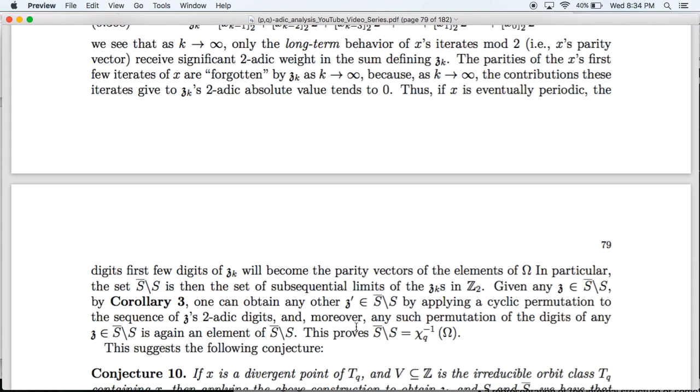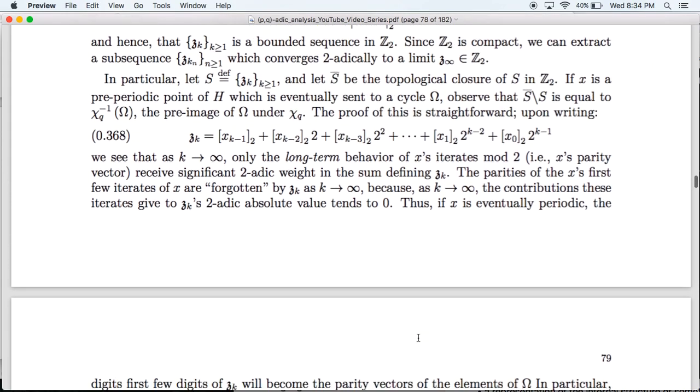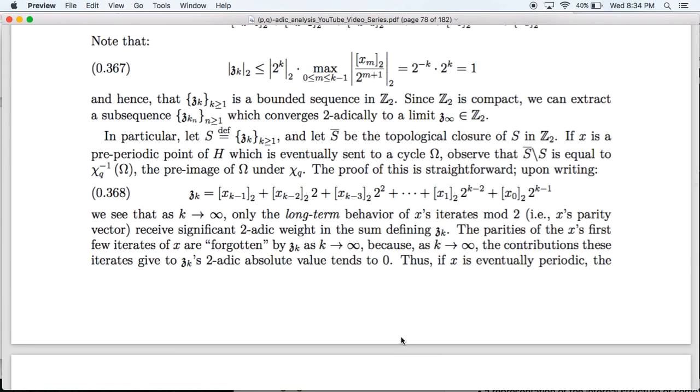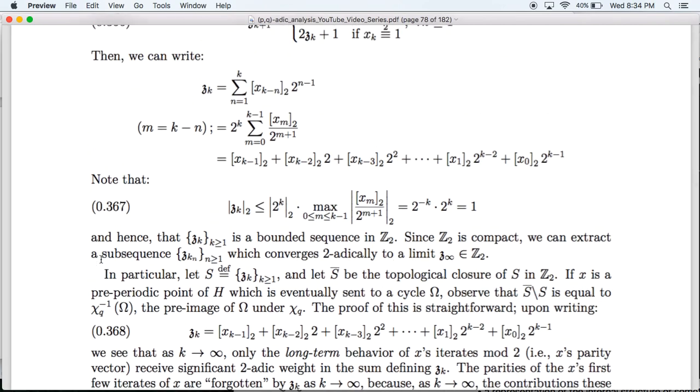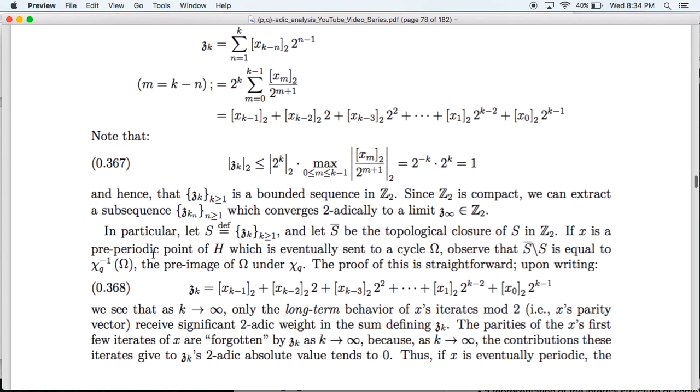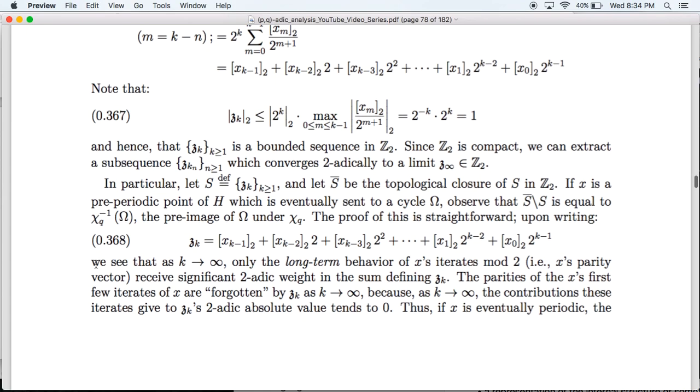And moreover, any such permutation of those digits will be an element of S bar take away S, and this proves that S bar take away S is equal to the preimage of omega under chi q when we let this go to infinity. In other words, if we consider this process like a seeding process, and we seed it with a pre-periodic point, then the set of subsequential limits we get is equal to the set of inputs that chi q sends to omega.